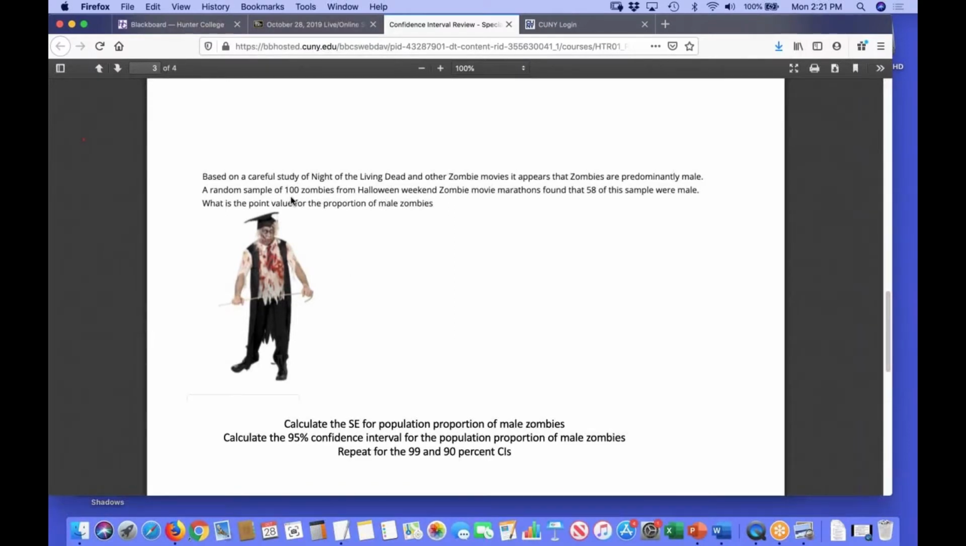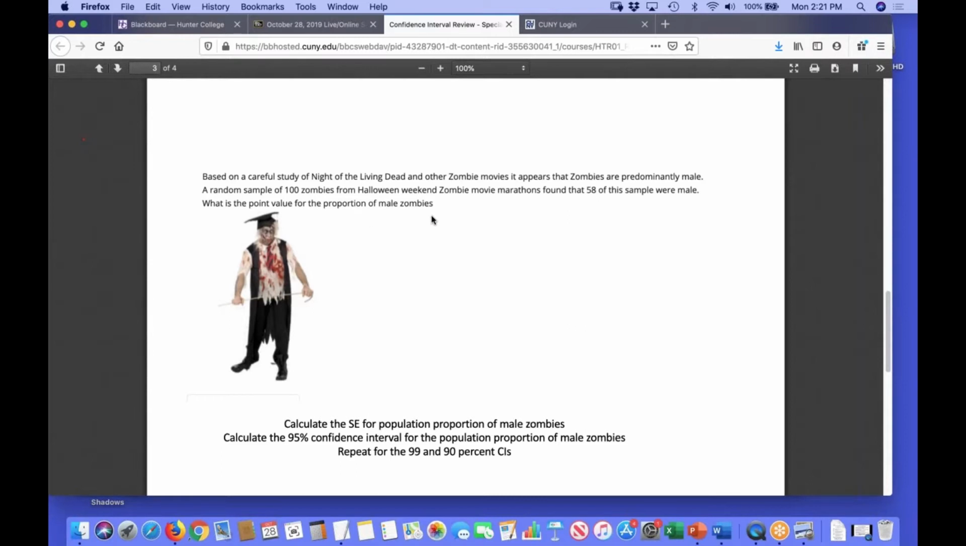Okay, so based on a careful study of Night of the Living Dead and other zombie movies, it appears that zombies are predominantly male. A random sample of 100 zombies from Halloween weekend zombie movie marathons found that 58 of this sample were male. What is the point value for the proportion of male zombies?